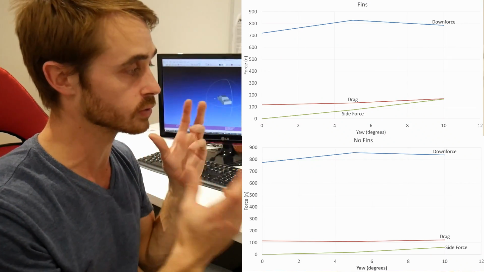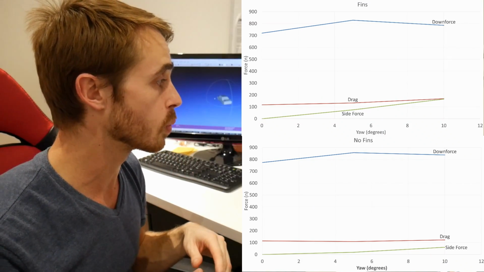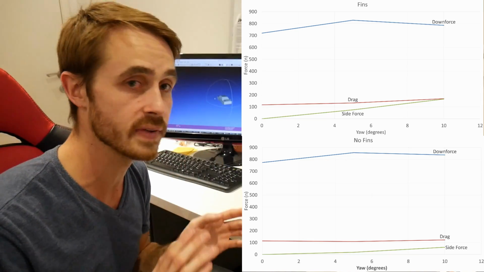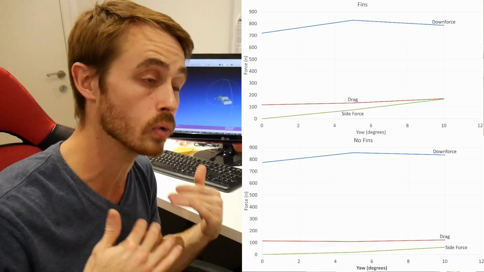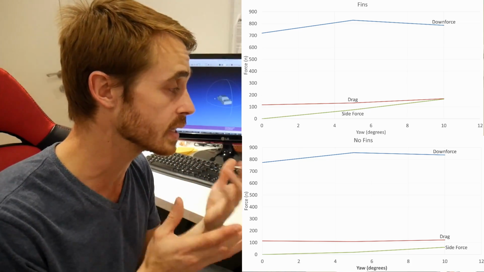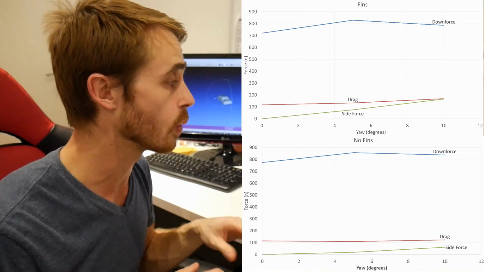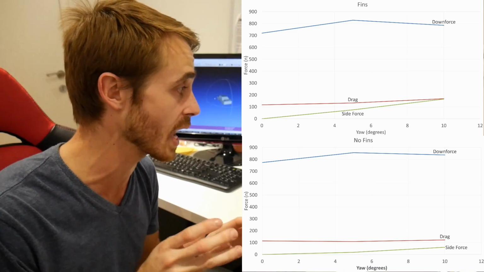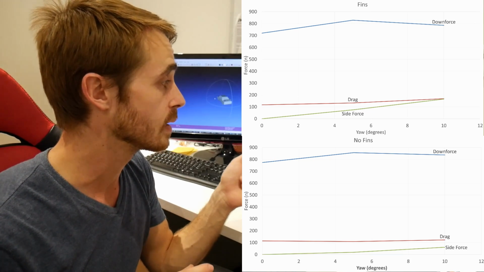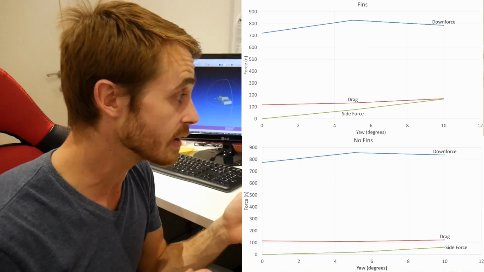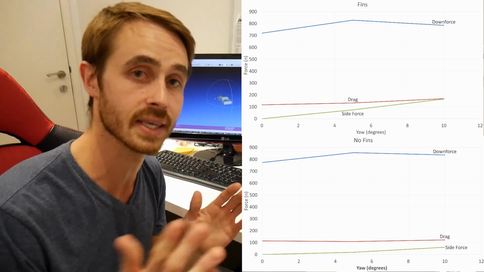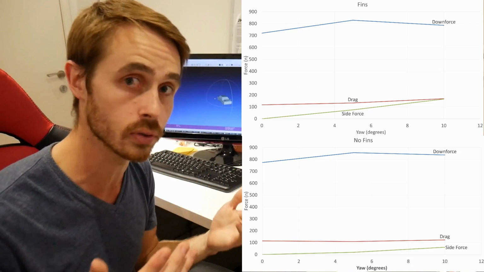If we increase the angle to 5 degrees, we end up with about a 3.2% loss in downforce over the non-finned case. So the non-finned case is still making more total downforce, but the distance isn't as much between the two. We've got way more drag for the finned case. So we're looking at a 21% increase in drag for the finned case. And then for the side force, we actually have almost 3 times the side force for the finned case than the no-fin case, probably about what you'd expect.